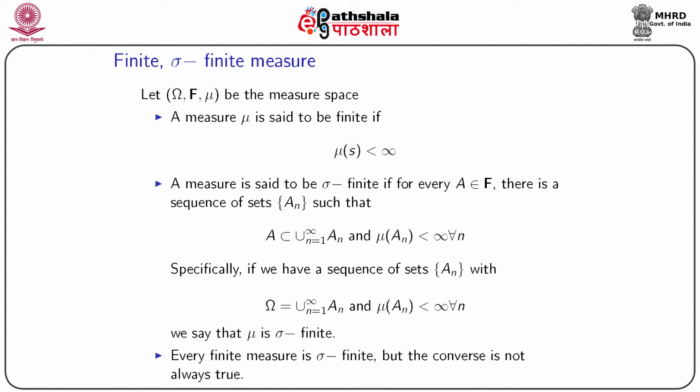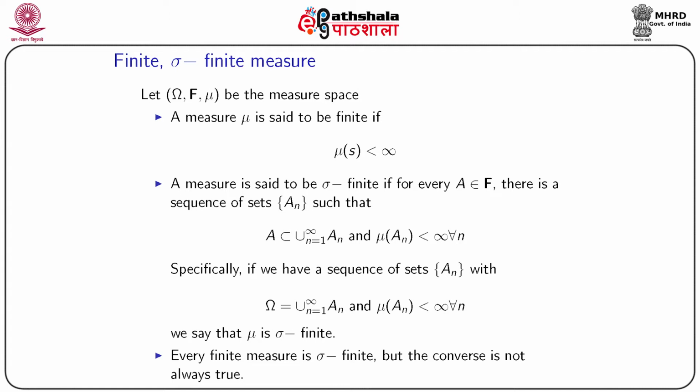Consider the measure space (Ω, F, μ). So this is the measure space where μ is the measure. A measure μ is said to be finite if μ(S), the measure of any set belonging to that sigma field, will be finite. μ(S) is less than infinity.